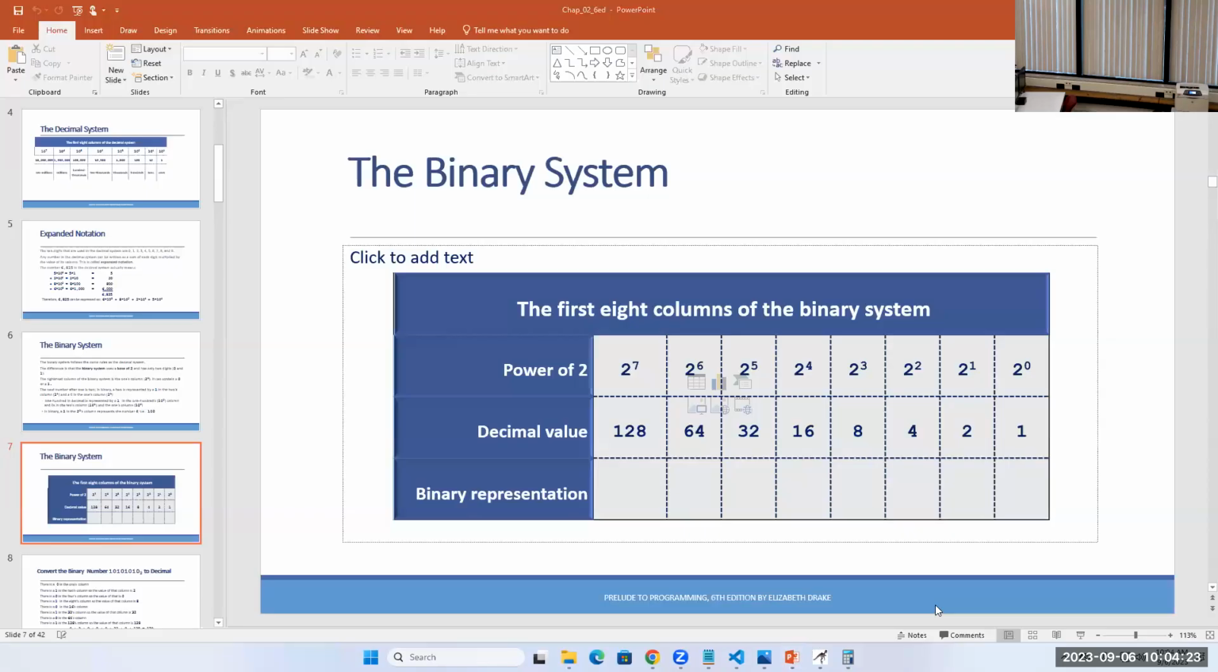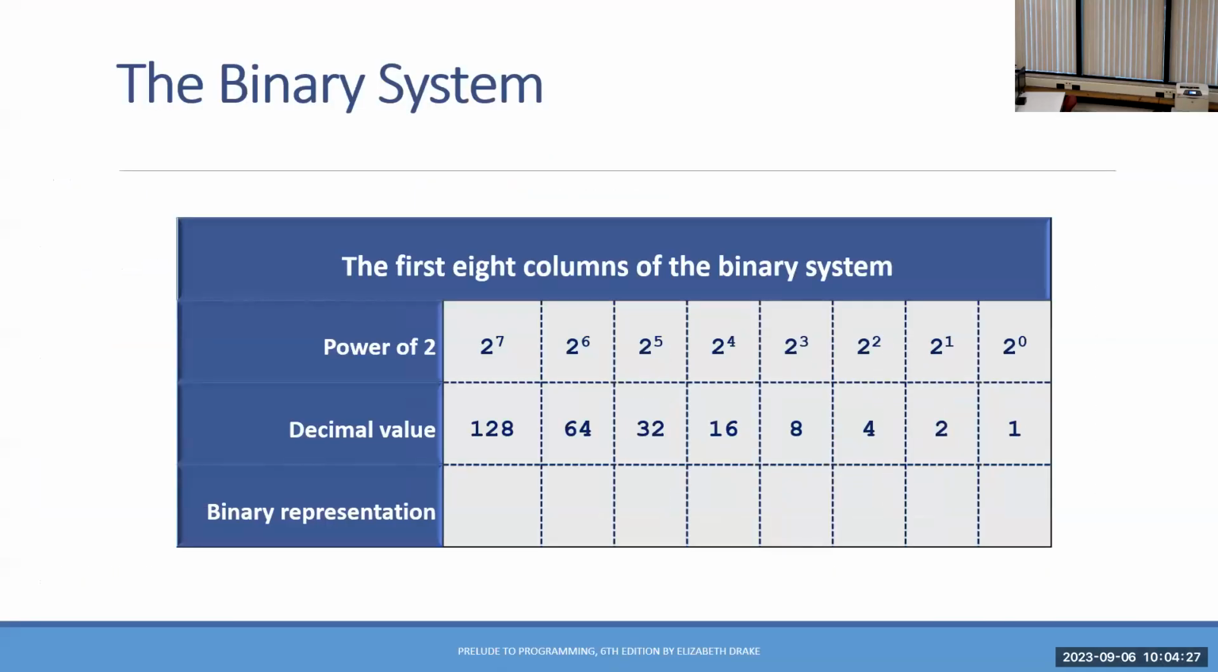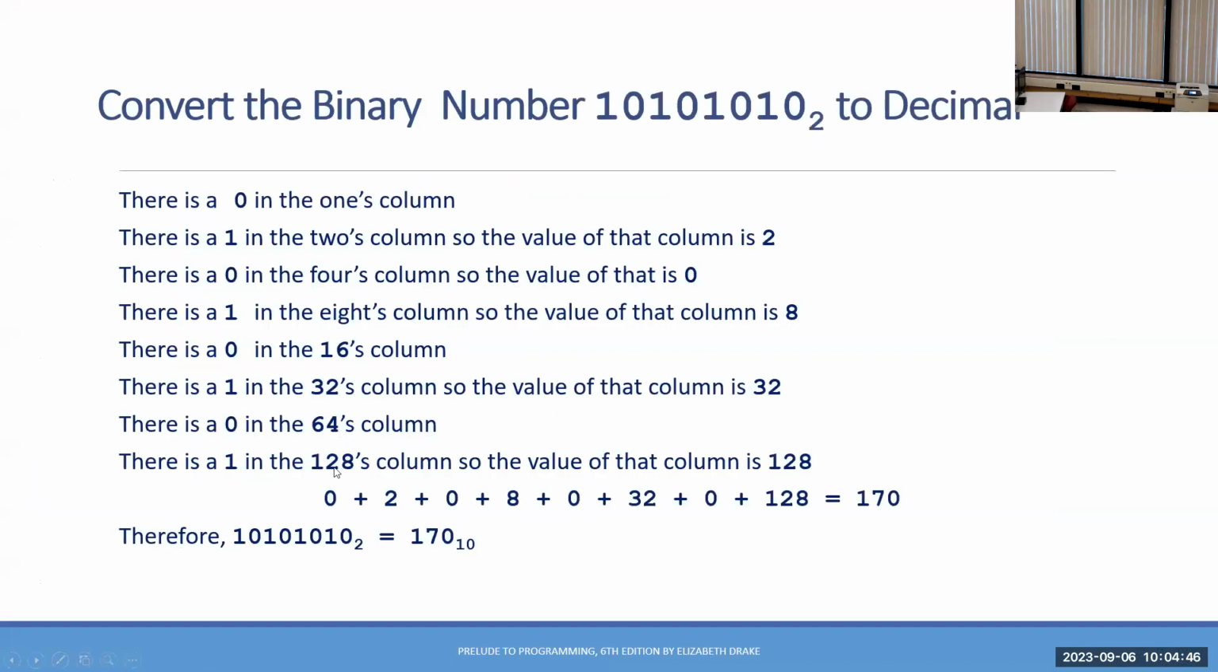Okay, that's the first thing. You need to know how to convert from binary to decimal. All you need to remember is the column position: 1, double it, 2, double it, 4, double it, 8, double it, and so on. That's the way you convert from binary to decimal. You just remember this.